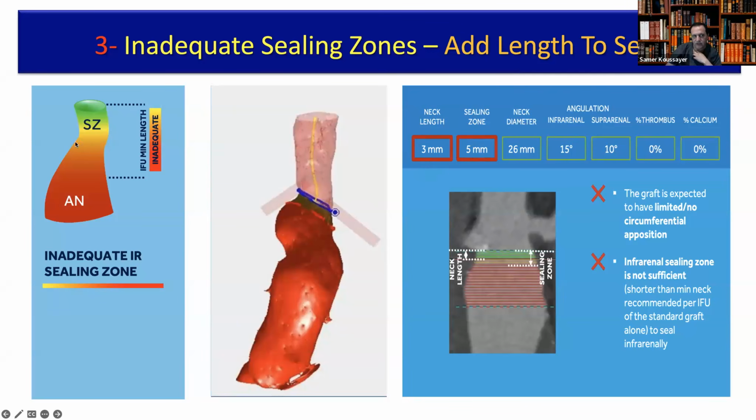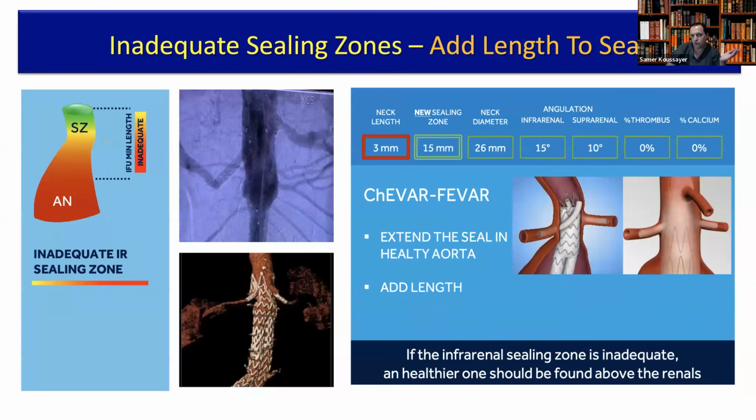You don't have a neck, like you see that. Short neck and short sealing zone. So this one, no way you can use Endoanchors here. This one, you need to get more length. You need to go suprarenal. And then you have one of two options. You need to get a length of at least 15 millimeters. You need a good neck, at least 15 millimeters. So either you go with a ChEVAR or you can go with a FEVAR.